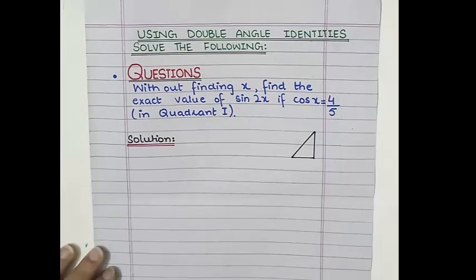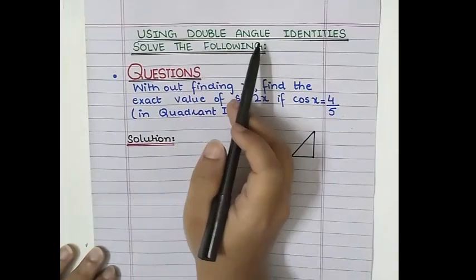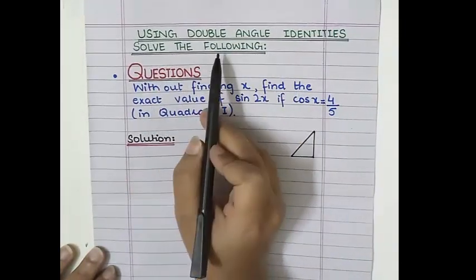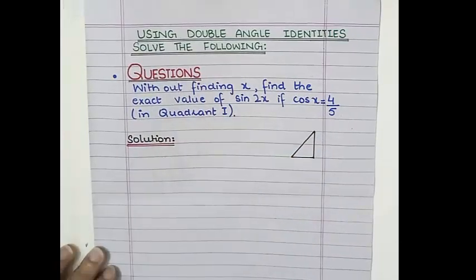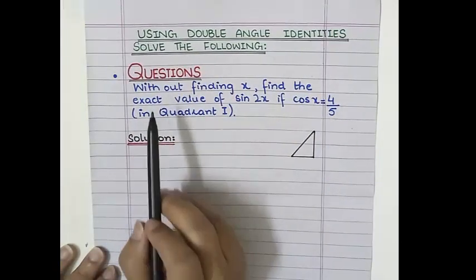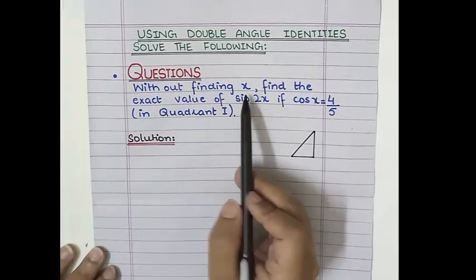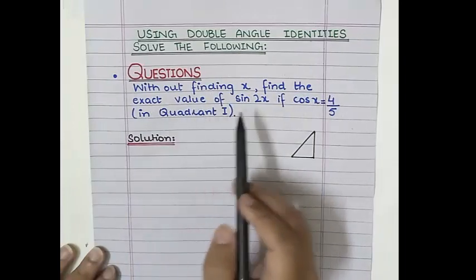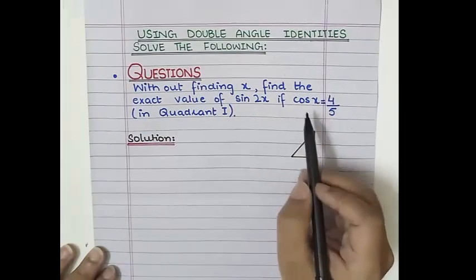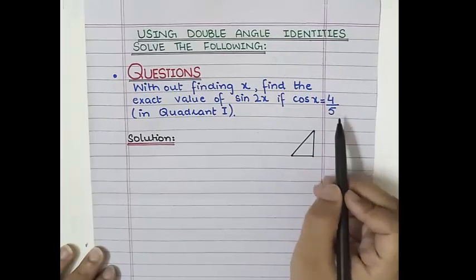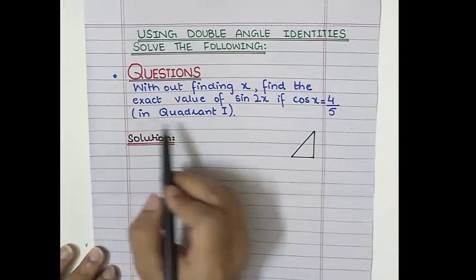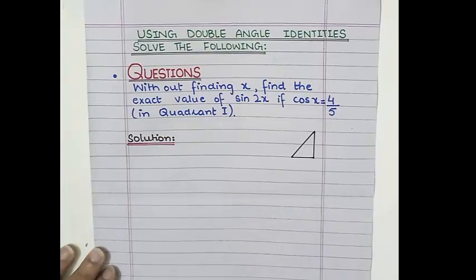So today our topic of discussion is using double angle identities to solve the following questions. The first one we have is: without finding x, find the exact value of sine 2x if cos of x is equal to 4 over 5 and x lies in quadrant 1.